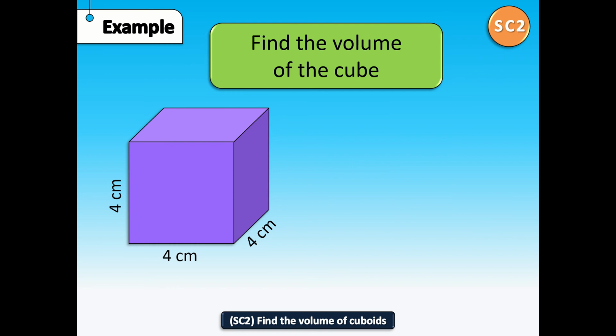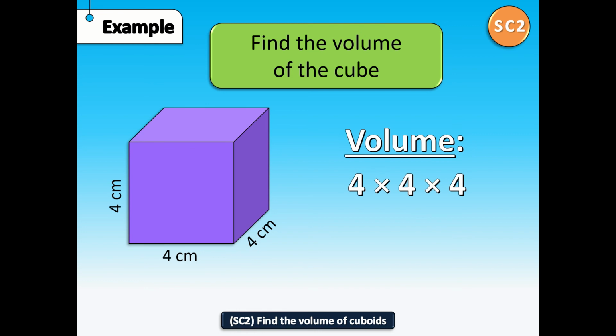So if we want to find the volume of this cube, we need to times the 3 dimensions together. So we do 4 times 4 times 4, which is 64 centimeters cubed.